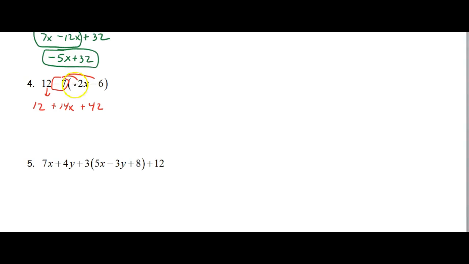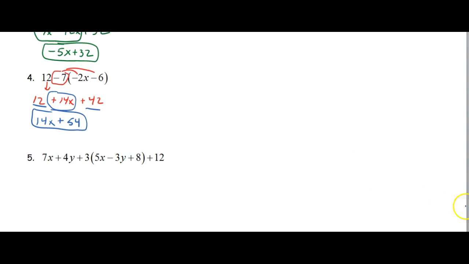Now I always start with the variable. Do I have anything I can combine with the 14x? No. So I bring it down. Then 12 plus 42, when I combine those, I'm going to get plus 54. And I am done.